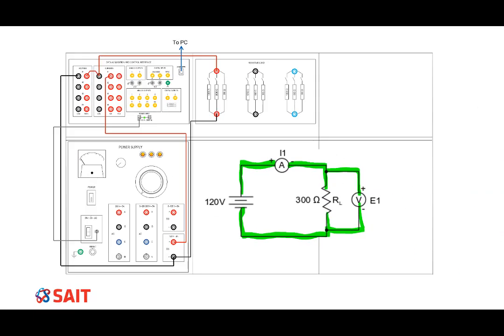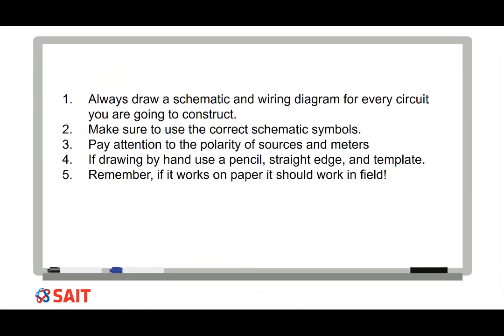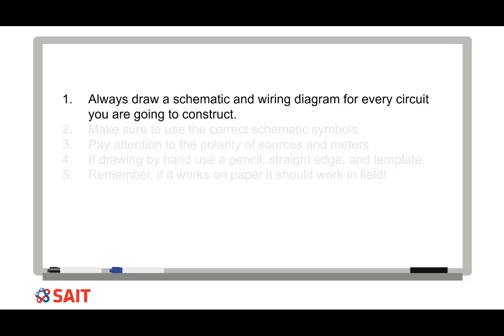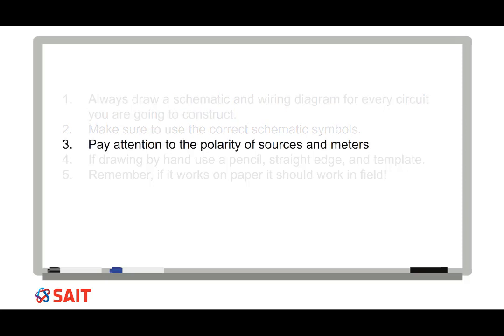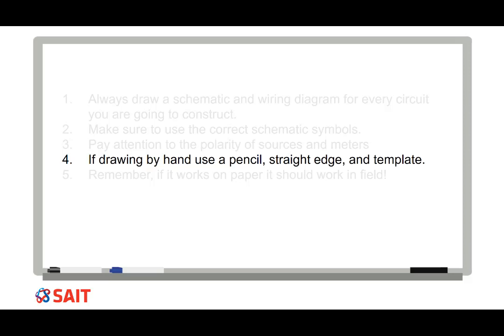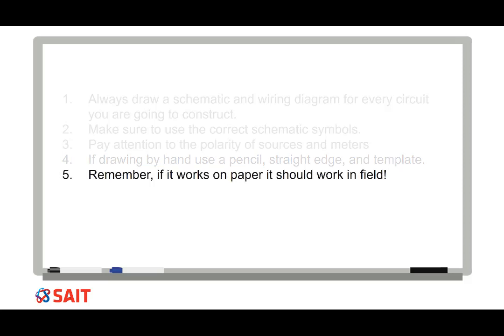Try not to clutter your diagram, group wires together, and the most important thing, do not draw through terminals when trying to go from one location to another. That wraps up electrical diagrams. A few things to remember: always draw a schematic and wiring diagram for every circuit you're going to construct. Make sure to use the correct schematic symbols. Pay attention to the polarity of sources and meters. If drawing by hand, use a pencil, straight edge, and template. Remember, if it works on paper, it should work in the field.